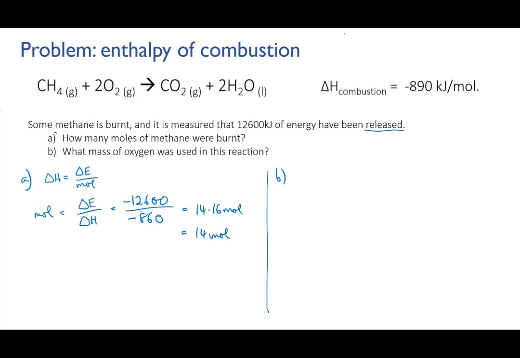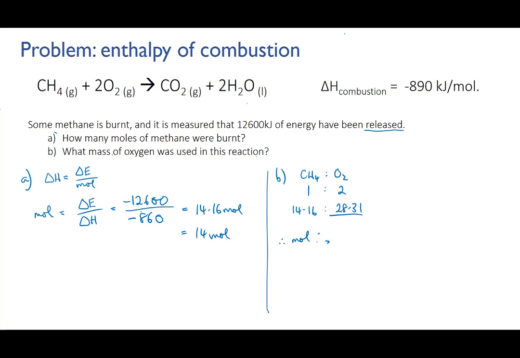All right, in part B, we need to use what we already know to figure out how much oxygen was used. And this is a simple stoichiometry problem. So we know that the molar ratio of methane to oxygen from the equation is 1 to 2. We know that we have 14.16 moles of methane. Remember that because I'm only part way through this particular calculation, I'm using the longer version of the number of moles. I'm not rounding off early. I will round off again when I get to the end of this particular calculation.